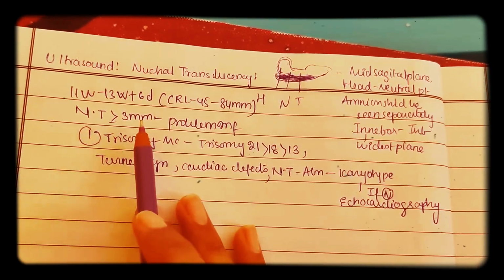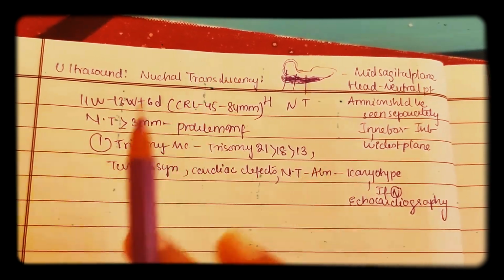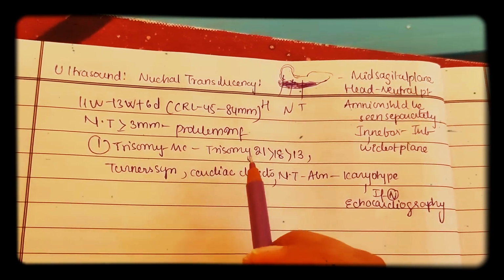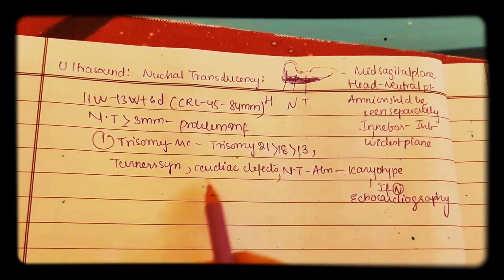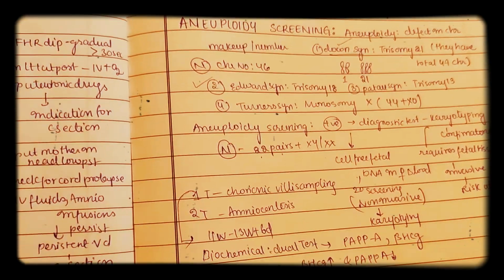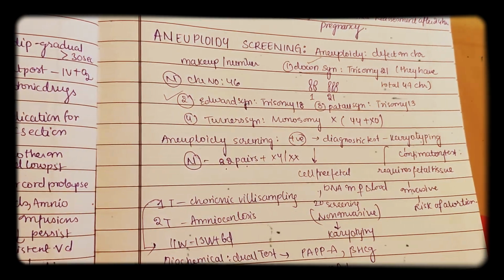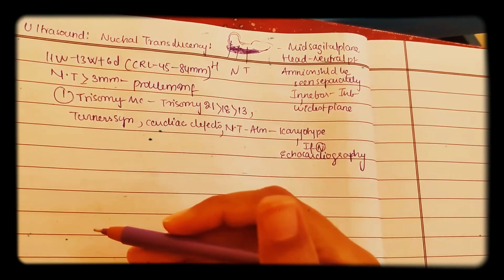If nuchal translucency is greater than 3 millimeters, then there is some problem in the fetus. So the first problem, it may be trisomy. It is the most common. In that trisomy also, trisomy 21, meaning Down syndrome, is greater than Edwards syndrome, which is greater than trisomy 13. What is trisomy 13? I have said it before. That is Patau syndrome, right?